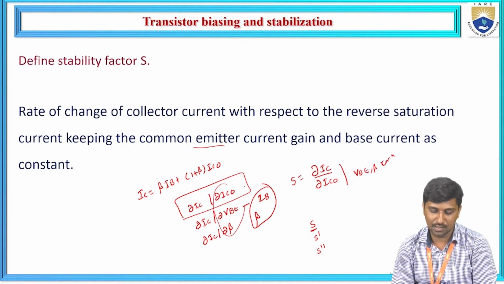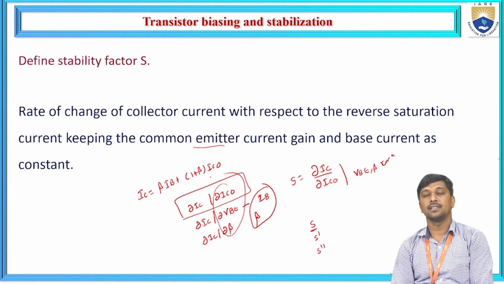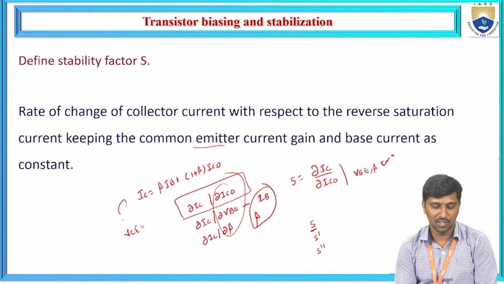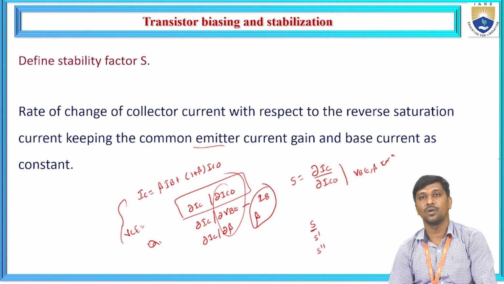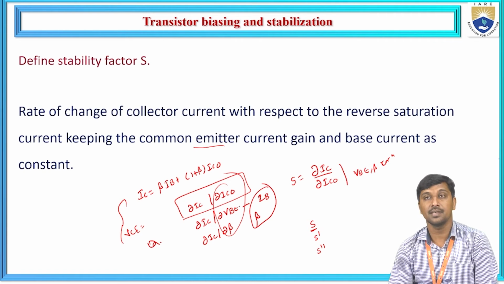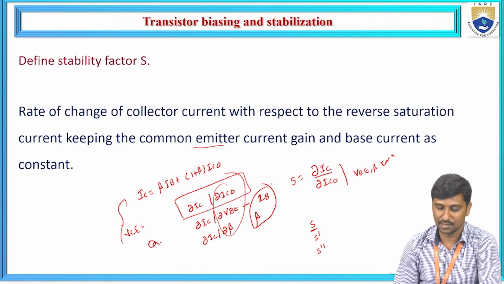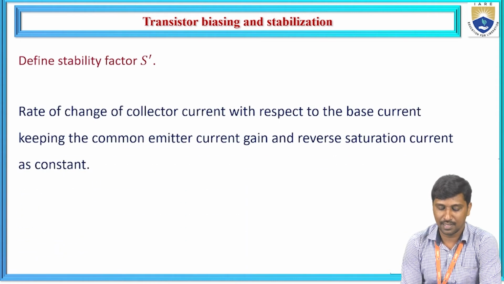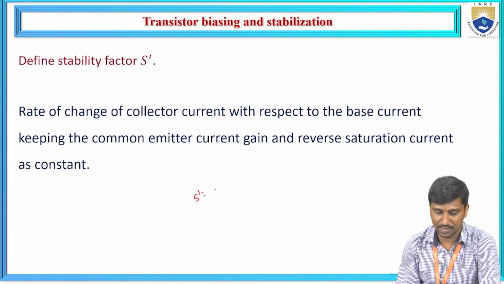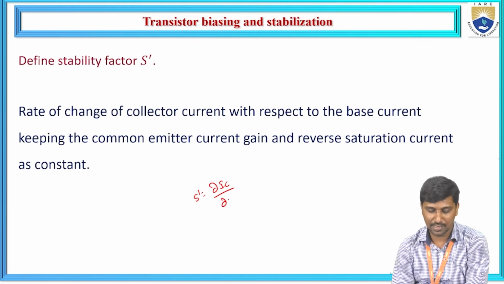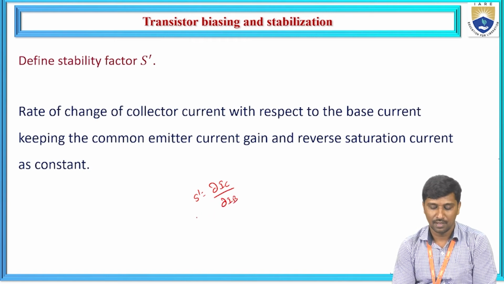These are the three parameters that affect the change in collector current. If the collector current changes, the output voltage also changes. If these two are affected, the Q point is also affected. Hence we are identifying this as the stability factor in terms of these parameters. Like that, we define stability factor S dash. S dash is defined as the rate of change of collector current with respect to the base current, that is, dou IC by dou IB.